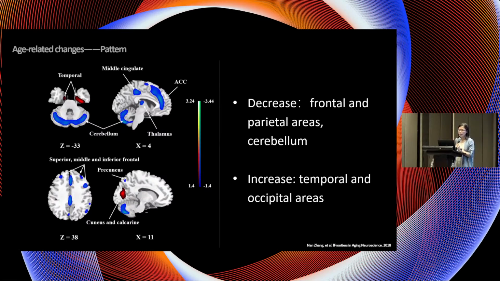To identify the age-related CBF pattern, we applied SSM-PCA analysis. As we can see, the regions with relatively decreased CBF are in frontal and parietal areas and the cerebellum, and relatively increased areas include temporal and occipital areas.